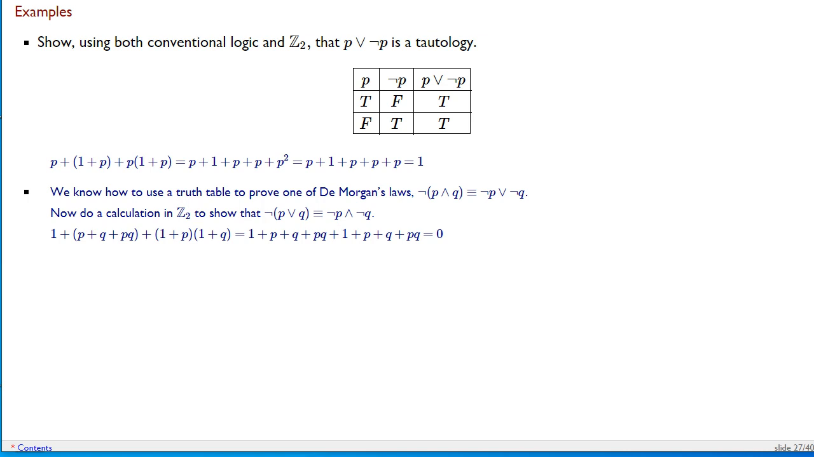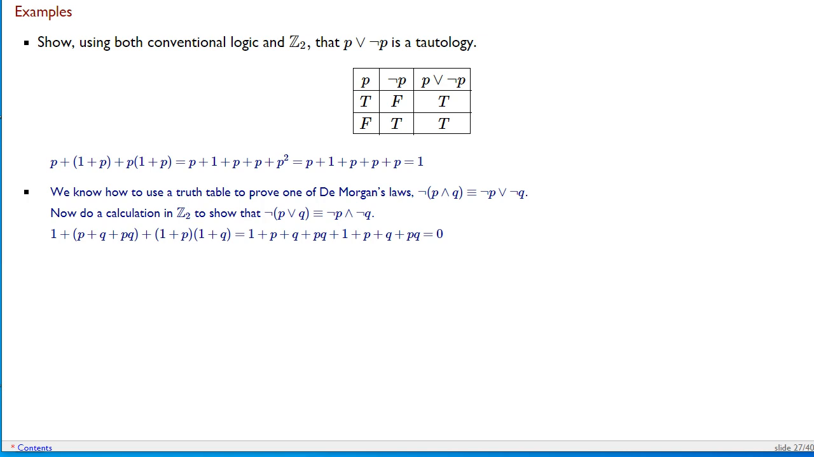We could easily use a truth table to prove the De Morgan's law that says that not (P and Q) is the same thing as not P or not Q. This came up in the discussion of NAND gates earlier. Let's do the same computation in Z2.